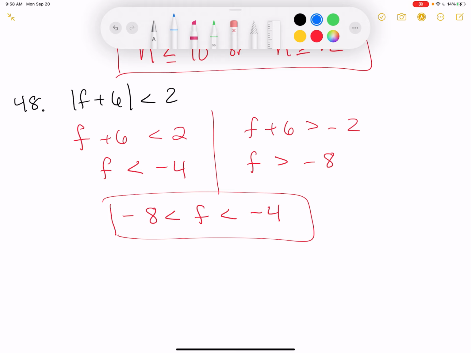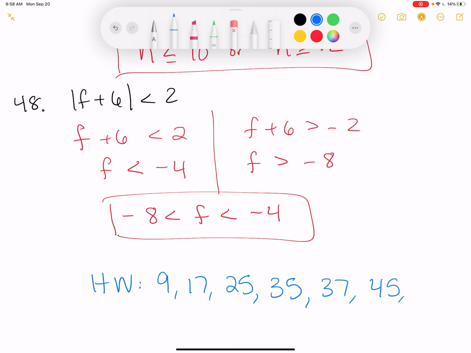Okay, 9, 17, 25, 35, 37, 45, and 55. It's like 7 problems. There's not as much time as I normally would give you to do these. So what I'll do is tomorrow's going to be review for the quiz on Wednesday. Tomorrow I'll make sure you also have time to finish these so you do not have to do them for homework. I do want you to work on them now, but anyways.